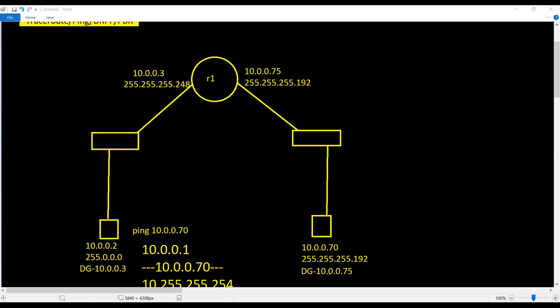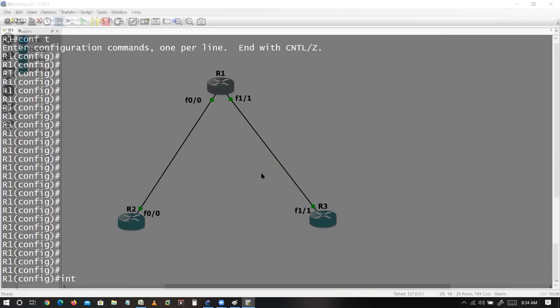Okay. I can't see that screen, the routers. Oh, sorry, just one minute. Can you see? Yeah, now we can see.